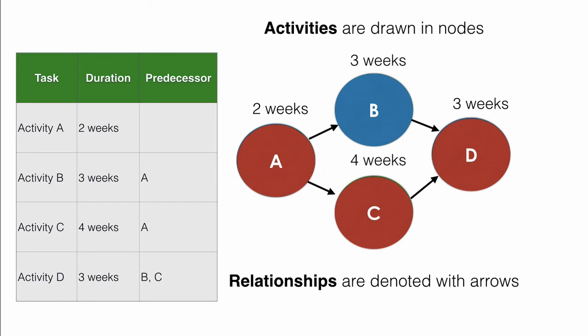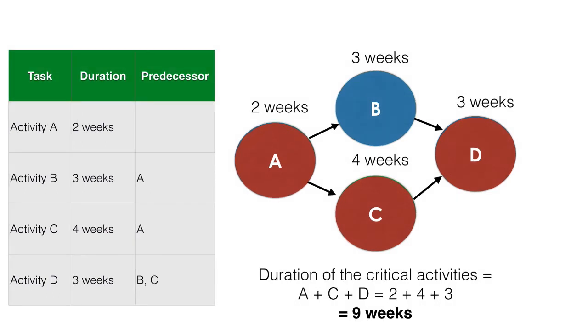The activities on the critical path are critical activities. And they're critical in the sense that if they're delayed, the project will be delayed. Activities not on a critical path are said to have slack. They can be delayed or started late without affecting the project duration.